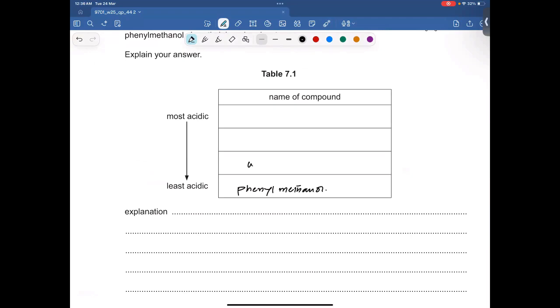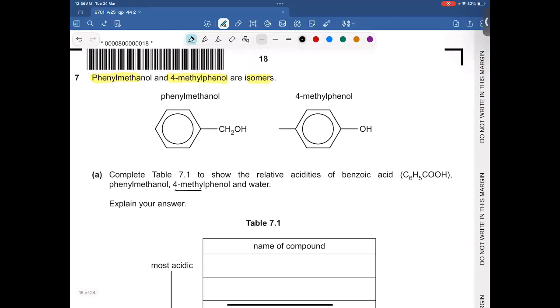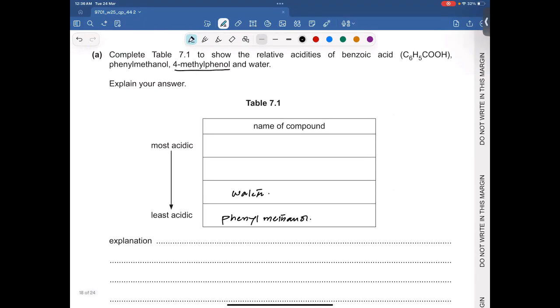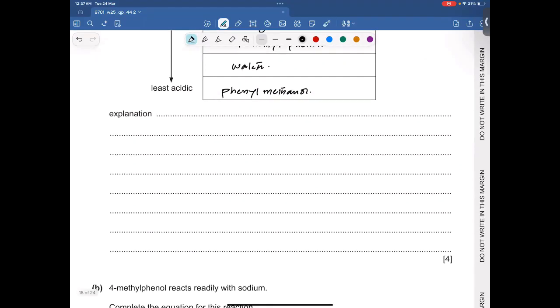Then water is more acidic than that, then 4-methyl phenol is more acidic than that, and benzoic acid is the most acidic one. Oh my goodness, explanation.